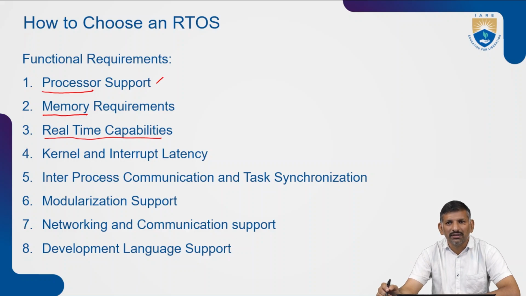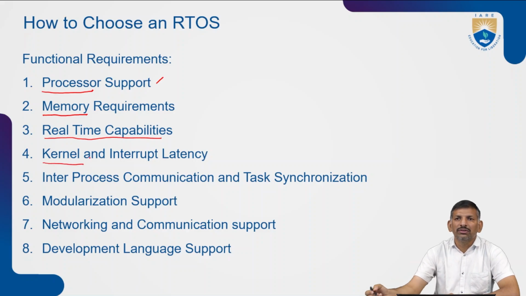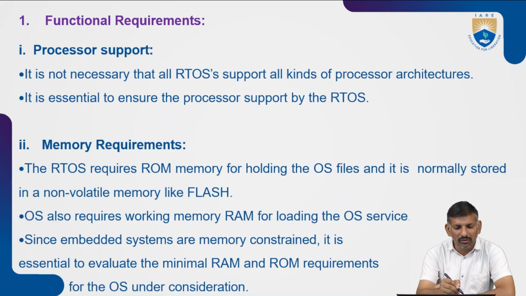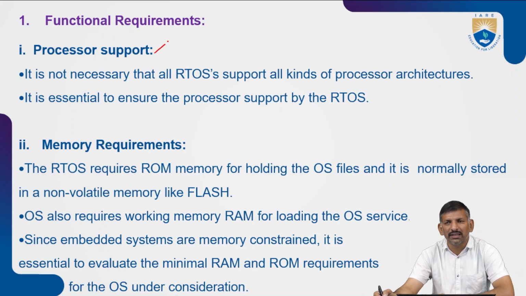We need to check that interrupt latency should be minimal. Is it minimal or not? We also need to check the kernel services, that is, whether the operating system kernel provides all the services or not: memory management, process management, interrupt management, time management, or whatever services we want. Coming back to processor support, it is not necessary that all RTOS support all kinds of processor architectures. It is essential to ensure the processor is supported by the real-time operating system.